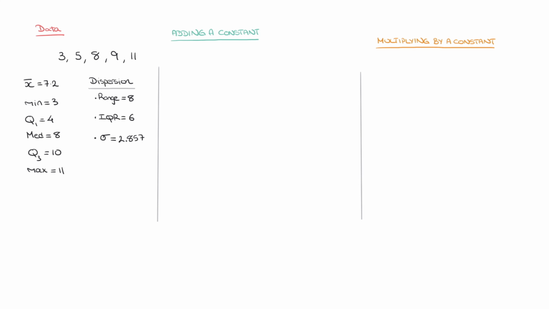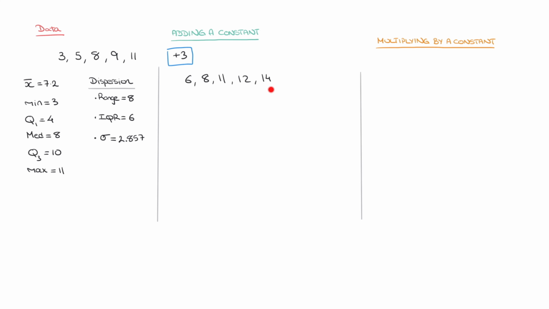Again, the list of data we'll be working with here is the one I'm hovering over right now. And so as a first thing, let's see what happens to all of these statistical measures when we add a number, the same number, to every single one of these values. So for instance, let's say I were to add 3 to every value in our list of data. Well, in that case, this list of data would turn into 6, 8, 11, 12, and 14.